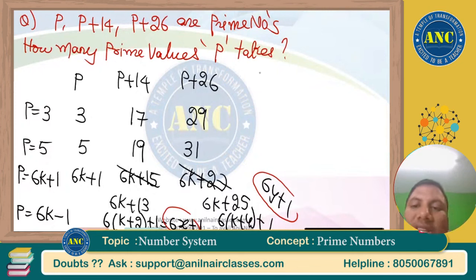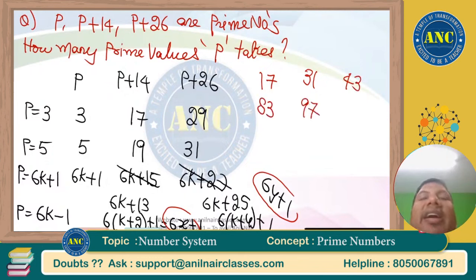Now, if you observe, 17 is 6 into 3 minus 1. 17 plus 14 is 31, 17 plus 26 is 43. It is possible. Let me take some other two-digit prime number, 83. 83 plus 14 is 97, 83 plus 26 is 109. 83, 97 and 109 are all prime numbers. That means in two-digit numbers, I just took a sample, two prime numbers.